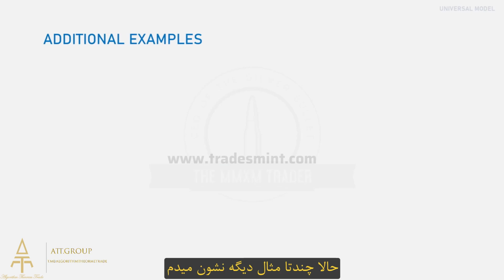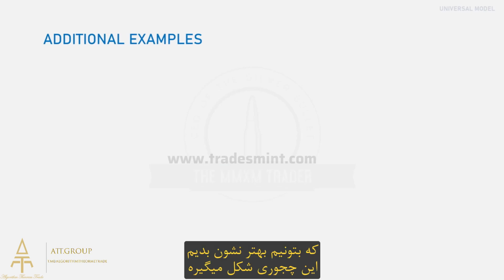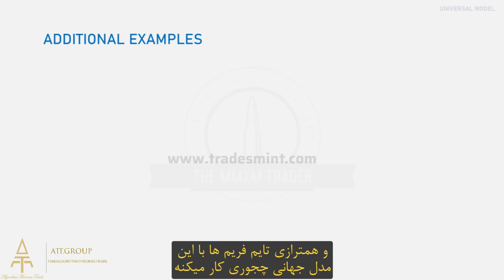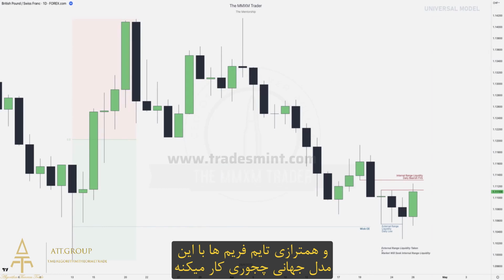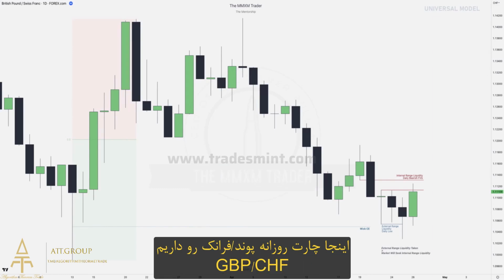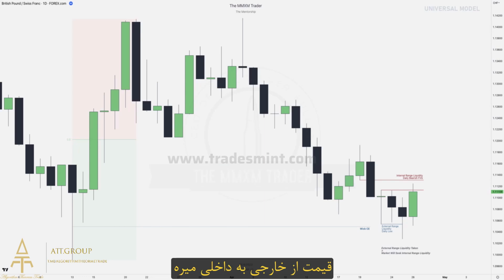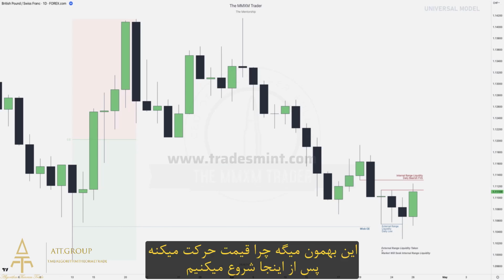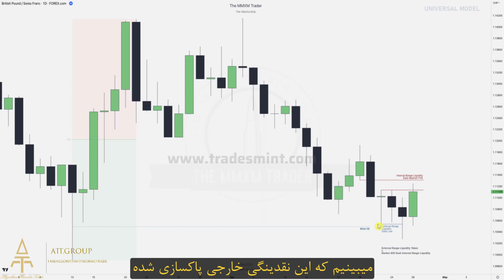Now we're going to do some more additional examples so we can outline even better how this forms and all the time frame alignment with this universal model. We've got a British pound Swiss franc daily chart. Right, we go from external to internal. This is our long-term perspective, right? This is the why we should go there. This is where we start off. So we can see this external range liquidity being purged over here. The CE of this wick has been hit, so we're quite deep into discount.